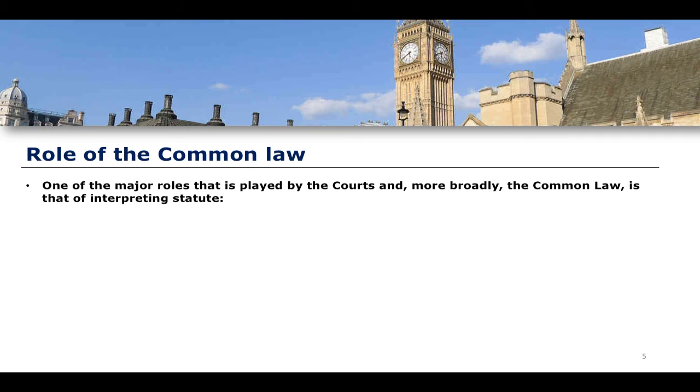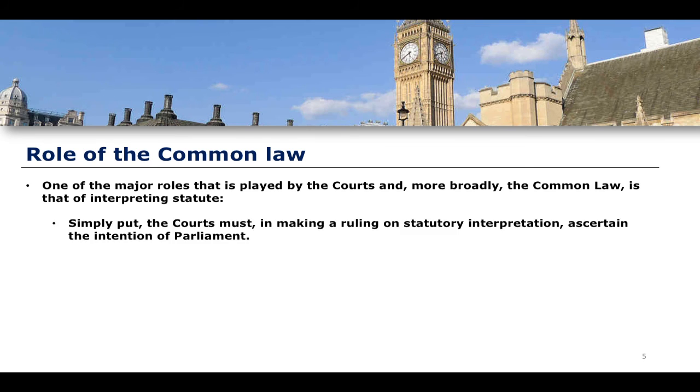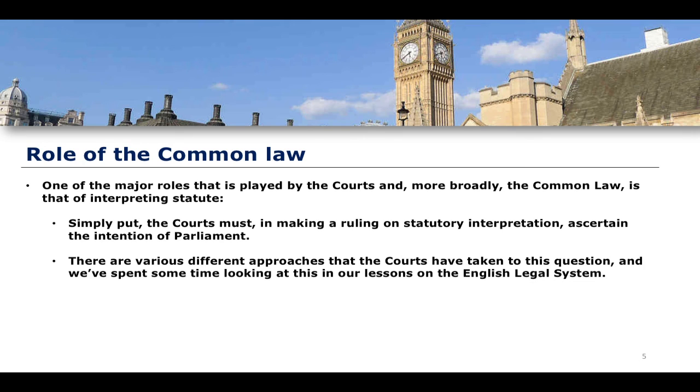This, though, speaks to the question of what the role of the common law actually is. The major role that the common law inhabits, more broadly, is that of interpretation of statute. Simply put, the court must, in making a ruling on statutory interpretation, ascertain the intentions of Parliament.